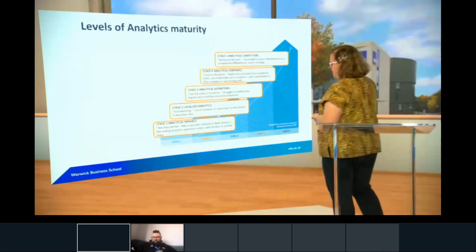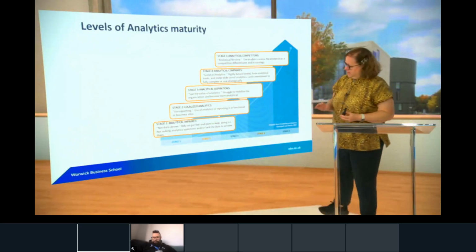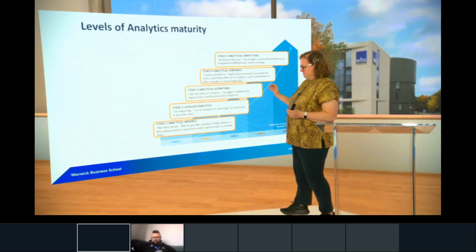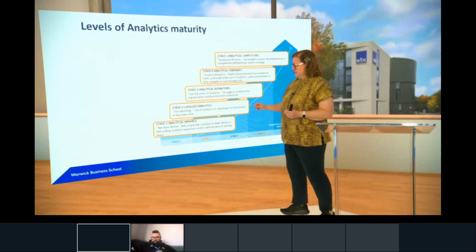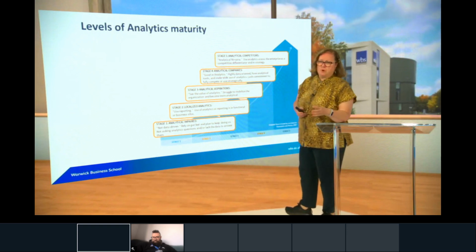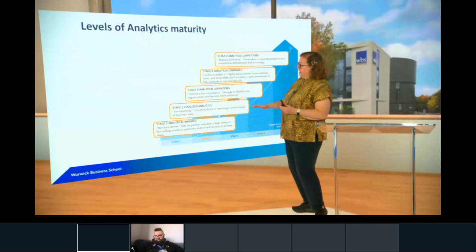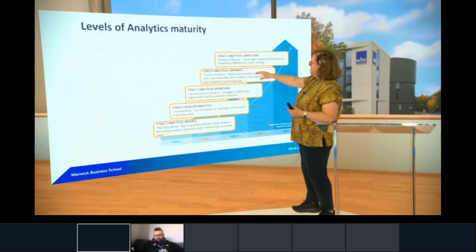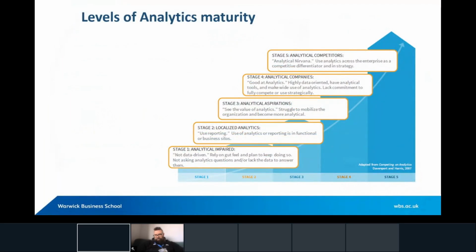Well, this is where Davenport and Harris have come up with these stages. The idea is that if you've only just started out, or you don't use analytics a lot, then they would call you analytically impaired. If perhaps there are small pockets within your organization using analytics, they'd call that localized. And then they have you moving up through analytical aspirations, analytical companies, and the pinnacle of maturity, they would say, is analytical competitors.